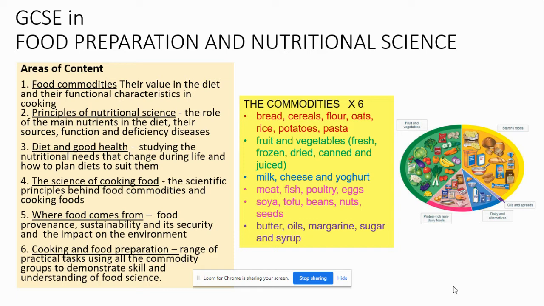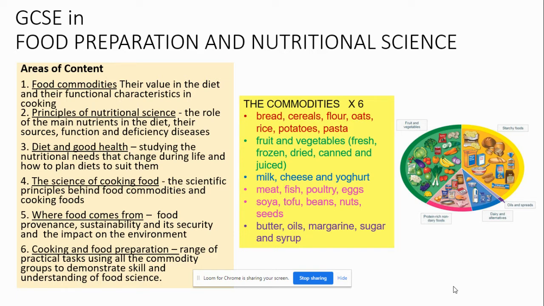Again, there's quite an emphasis on science with this course. We do quite a lot of scientific investigations where your son will be expected to research, plan, conduct experiments, and summarize information. And we'll talk about that a little bit later.